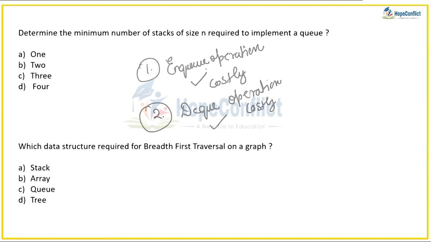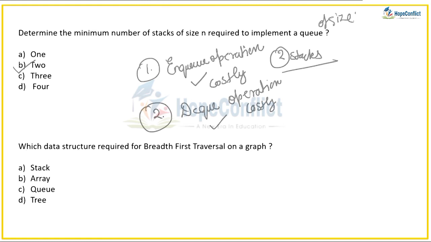So for implementing the queue, we basically needed 2 stacks. I have told everything in that video. So what is going to be the correct answer? B. Okay, so we need 2 stacks to implement the queue. Queue of size n. Let me write size n.